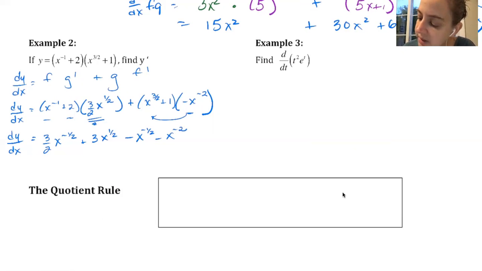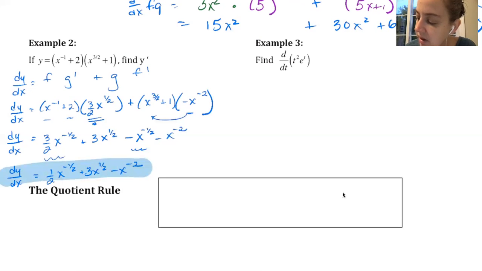And I see some like terms in here. I see a negative 1 half and a negative 1 half exponent. So dy/dx is going to be 1 half x to the negative 1 half plus 3x to the 1 half minus x to the negative 2. And there's our solution. Excellent. Had you FOILed that out first and found the derivative with the power rule, you would get the same thing. Example 3, find d/dt of t squared e to the t.